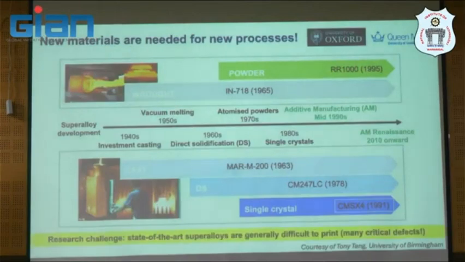So, just to remind you of this slide again, our argument is that we need new material for a new process. That is the key message, because existing nickel-based superalloys are generally difficult to print, even 718. I will show you in the next slide why.